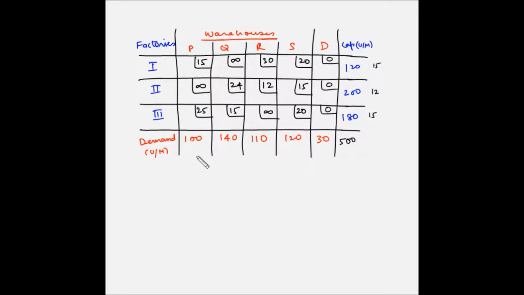Now let's do the same for the columns. So for the first column, the lowest is 15 and the next lowest is 25. So 25 minus 15 is 10. For the second column, it will be 24 minus 15, which is 9. For the third column, it will be 30 minus 12, which is 18. For the fourth column, it will be 20 minus 15, which is 5. And for the fifth column, it will be 0 minus 0, which is 0. Now next we have to select the row or column with the largest difference. So R has the largest difference. So let's select this column R.